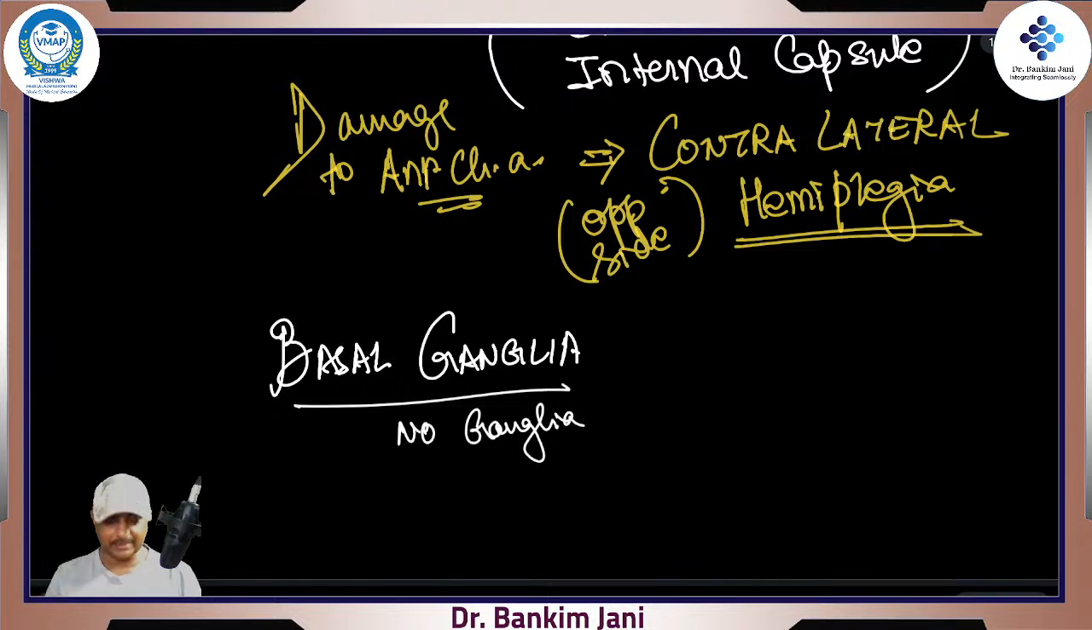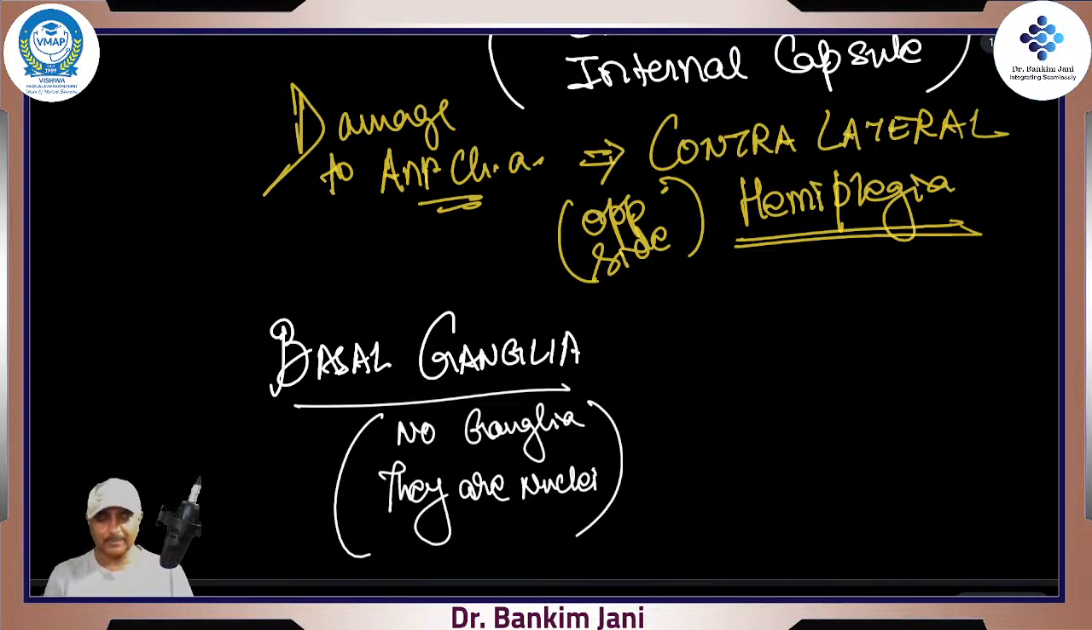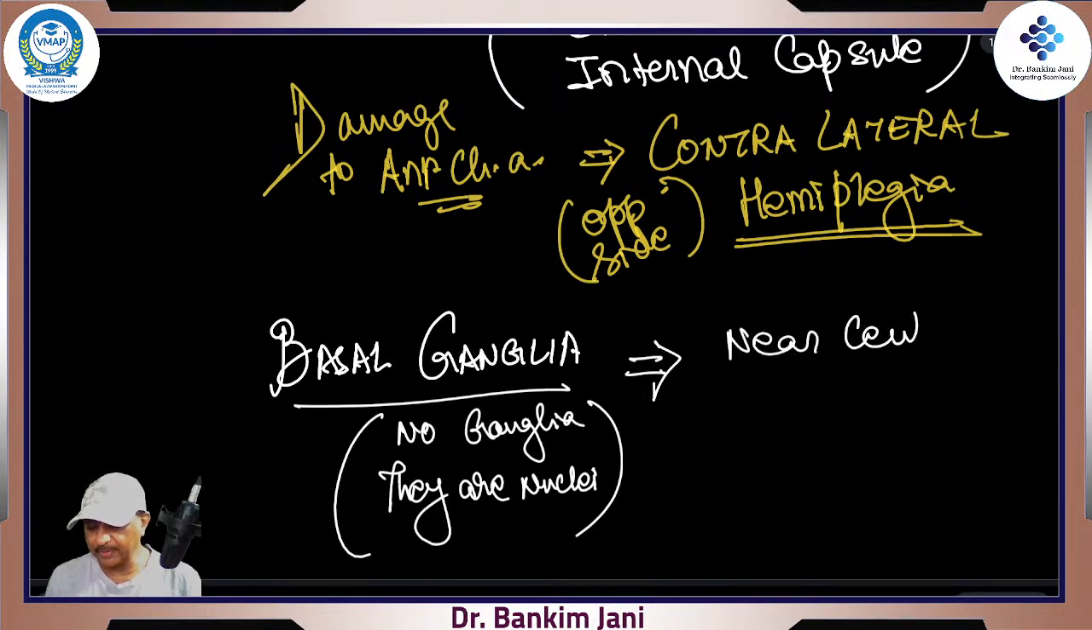So no ganglia inside the brain. Now we are inside the brain, inside the CNS. So all those things are called nuclei. They are not ganglia, they are nuclei. This is just for the name. Now this basal ganglia is near the center of the brain, right?